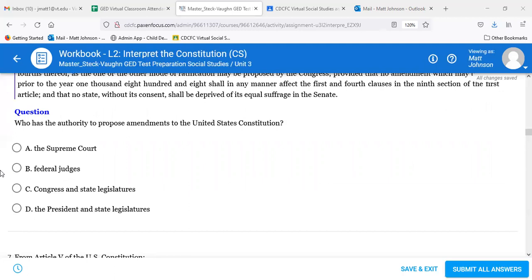Is it C? Yeah, C. This is one of those cases where the states are actually involved. And of course, to create a new amendment or to change an existing amendment, we're talking about those 27 amendments in the Constitution. It takes a lot. For example, if you wanted to change something in the Bill of Rights, like Amendment 7, and add you have a right to a trial within 60 days, whatever it may be.